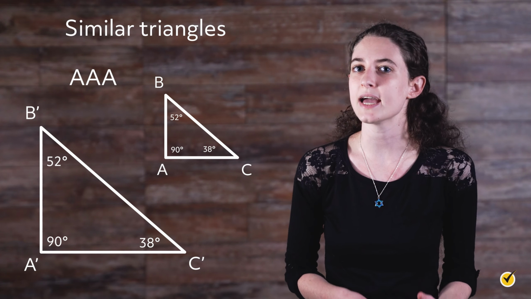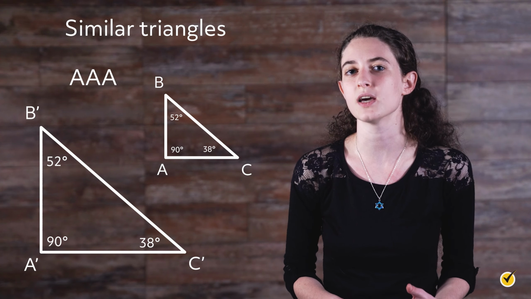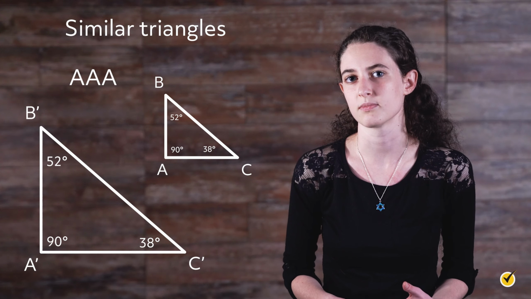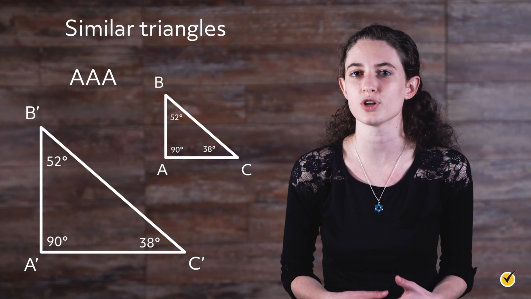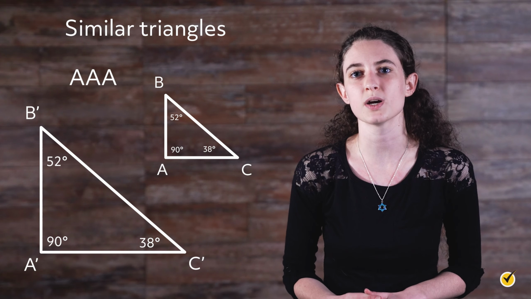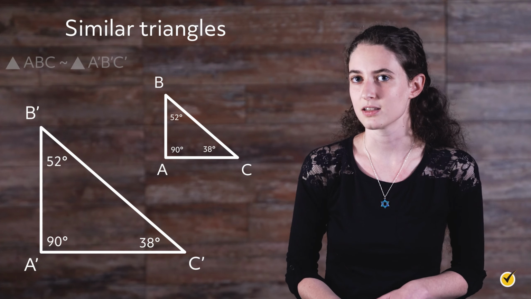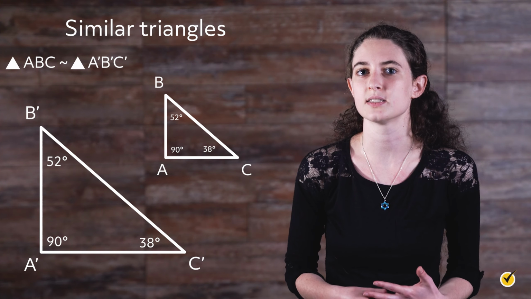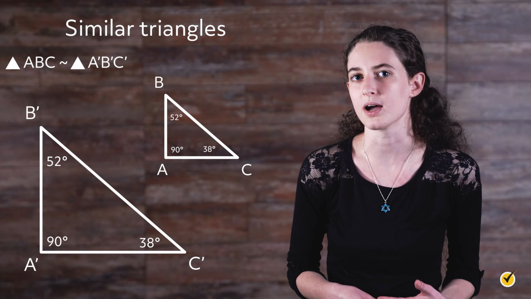It should be noted that anytime you dilate a triangle, you end up with two similar triangles. Since we know that these two triangles are similar triangles, we can express this in math notation like this. Triangle ABC is similar to triangle A', B', C'.